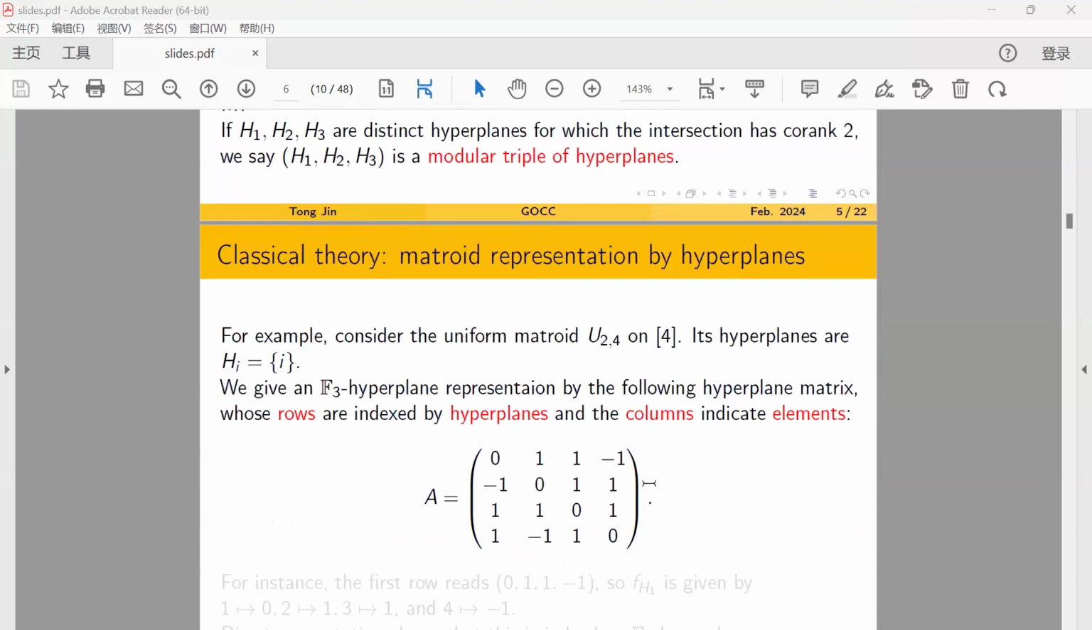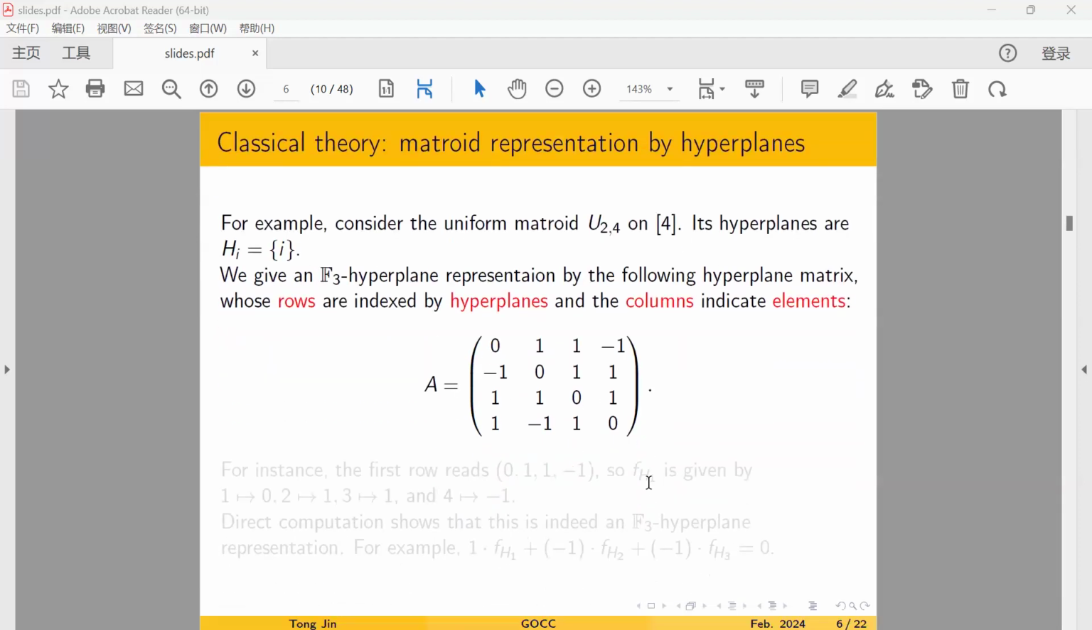All right, so let's look at one example. This will be the running example throughout the talk. Let's consider the uniform matroid U24 on the ground set 1 through 4. The hyperplanes are exactly all of the singletons. Let's say H_i is just the set {i}. Then we give an F3 hyperplane representation by the following hyperplane matrix.